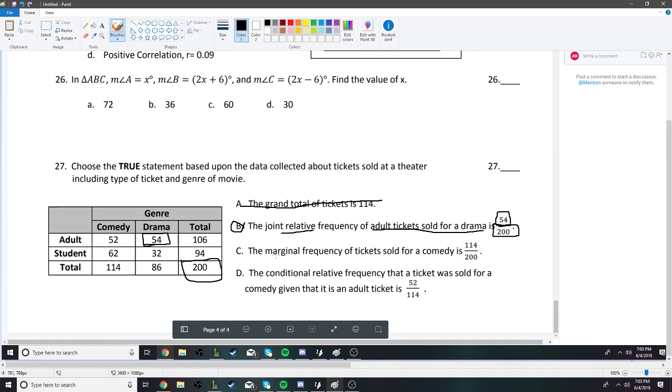The reason the answer is not C, the marginal frequency of a comedy: comedy marginal means 114. That is correct for marginal frequency, but we have this divide by 200, and you only divide by the grand total if you see the word relative. And then conditional relative frequency, you divide by what comes after the word given, and that word is adult. There are 106 total adults, so this number would have to be 106. So that's why your answer for 27 is B. Good luck.